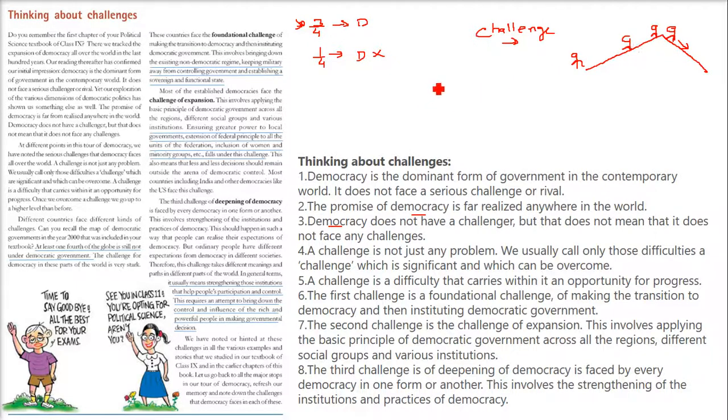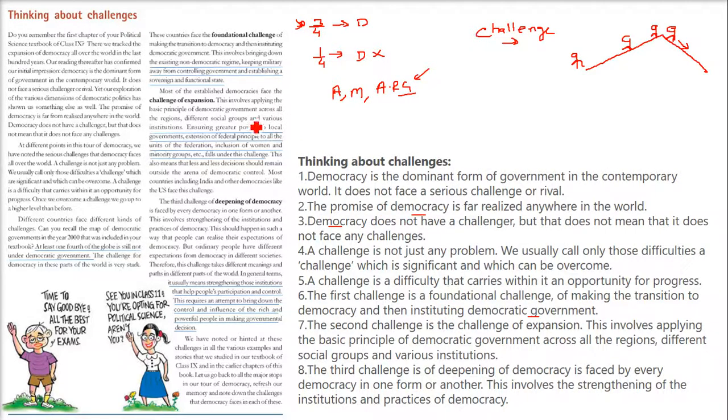So what are these foundational challenges we have? The first challenge is a foundational challenge. That is to make the transition to democracy and then instituting the democratic government. If you have any other government, say anarchist government, monarchist government, or the army-ruled government, then first we have to throw them or we have to change them so that the democracy can be established. And once this democracy is established, we need to have a democratic government. So institutionalization has to be done, right?